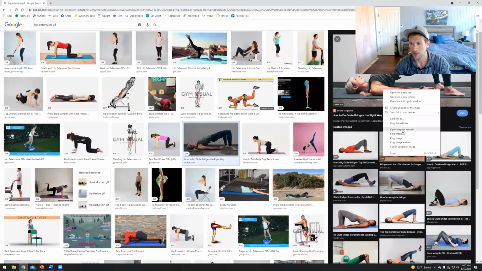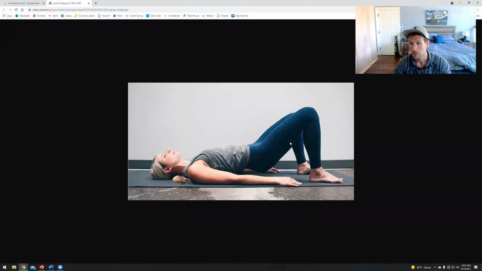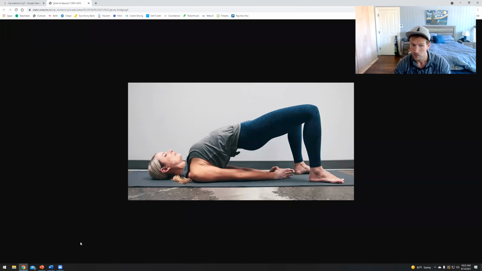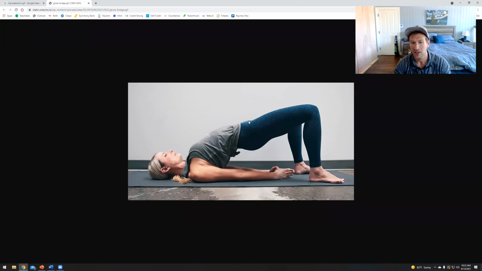Here's another really good example of hip extension, right? The glute is doing most of the work, but the hamstrings are there to help. So in this example, the agonist would be the gluteus maximus. The synergist would be the hamstrings. And the antagonist would be on the opposite side, right?